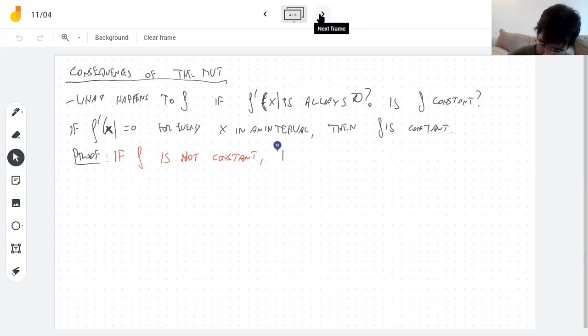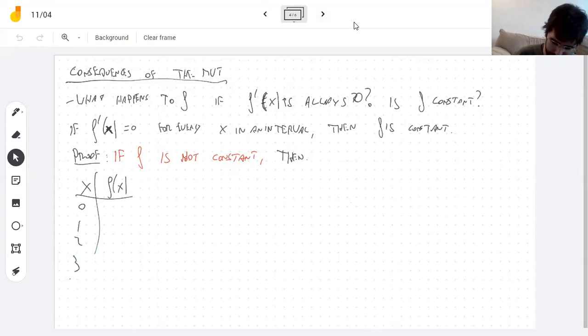So if f is not constant, what does it mean to not be constant? If you're constant, you always have the same value. So what is the opposite of having the same value? Is it that for every x there is a different y? No. The one that I just raised is not constant, and it's not true that for every x there's a different y.